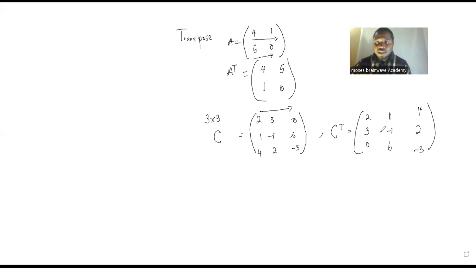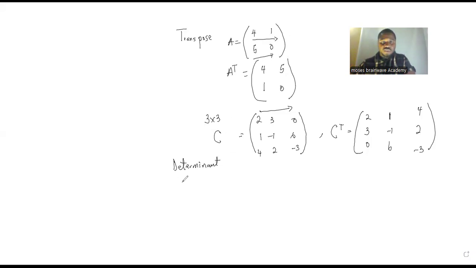Then lastly, we are going to talk about the determinant of a matrix. What is the determinant of a matrix? Now, the determinant of a matrix, to obtain it, is very, very simple. How can I obtain the determinant of a matrix? For instance, let's solve using this particular matrix over here. So we are now in determinant of a matrix.